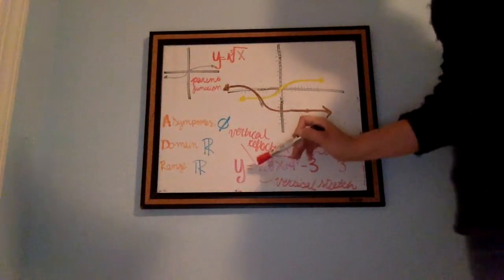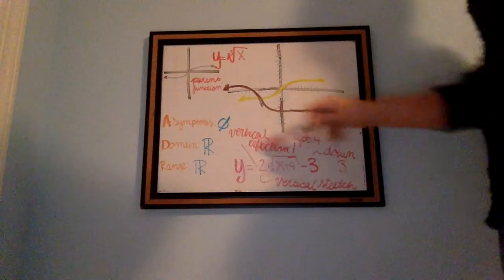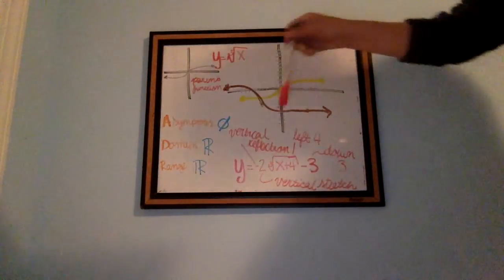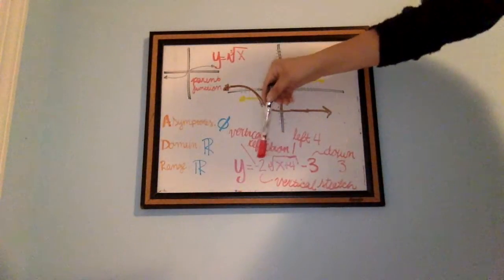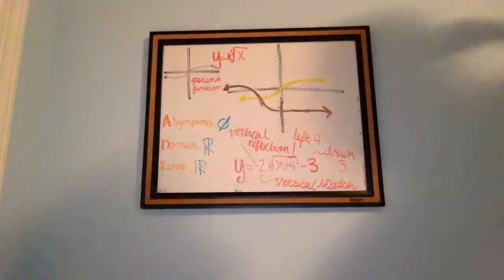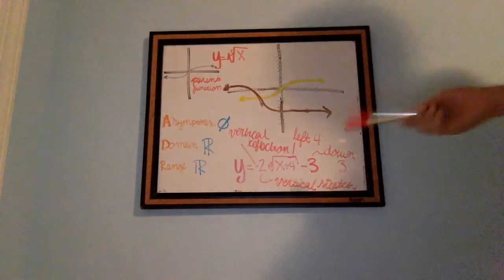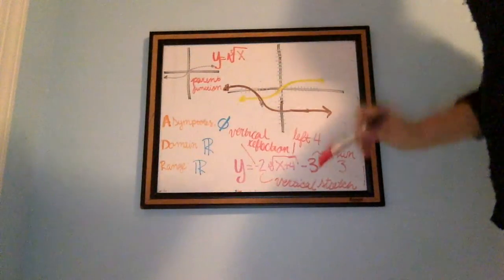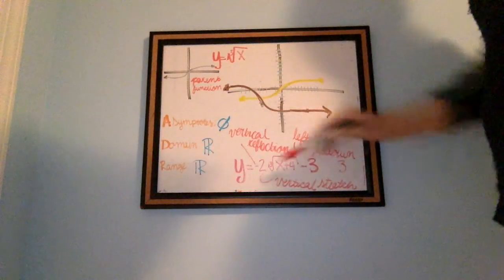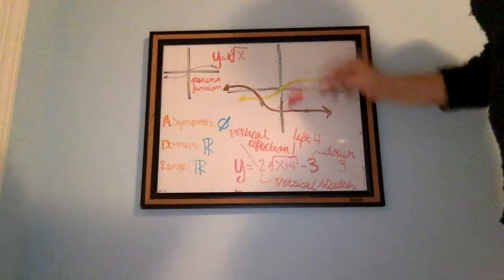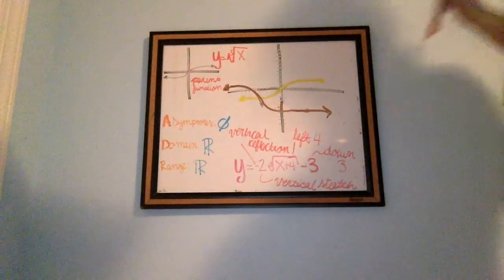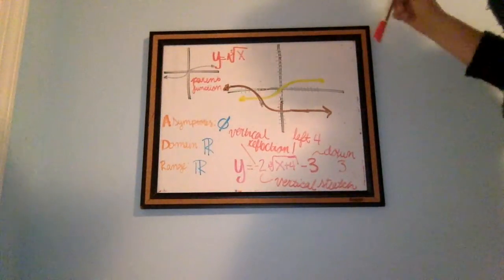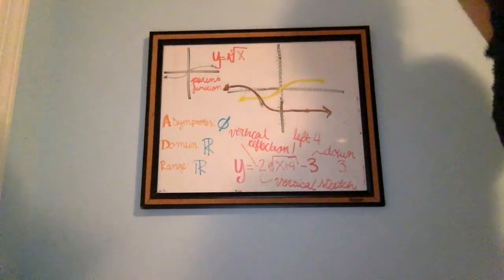The negative right before the 2 is going to create a vertical reflection on our graph. Then the 2 is going to make a vertical stretch. Then the x plus 4 will take us to the left 4. And the -3 will take us down 3. So going into detail and explaining it on the graph, it's going to look like this.